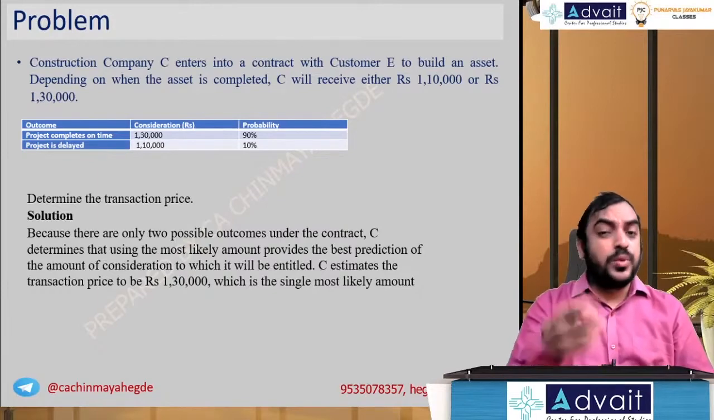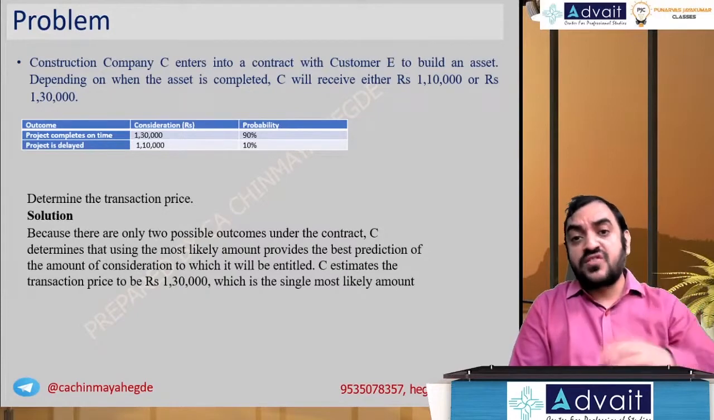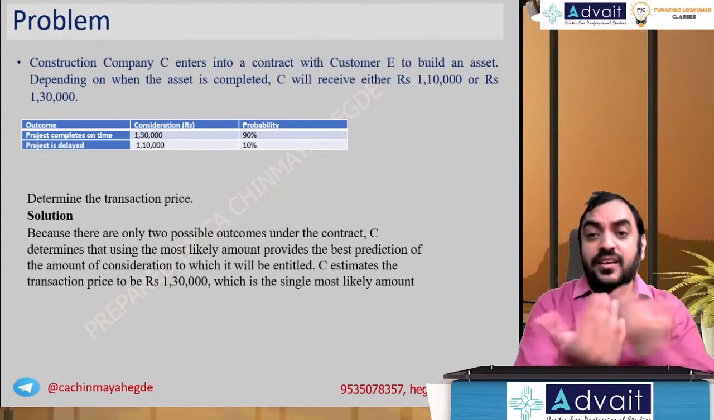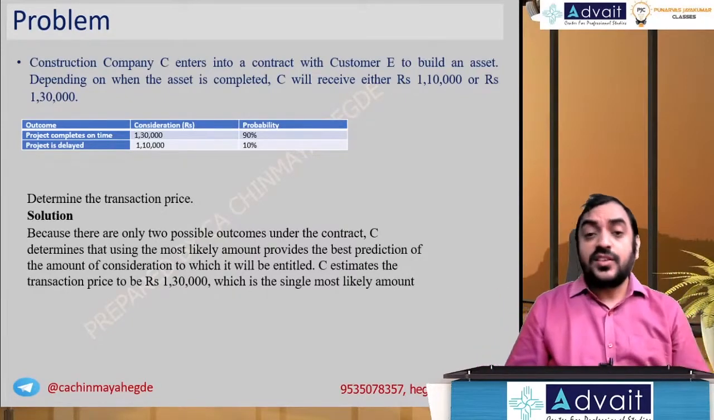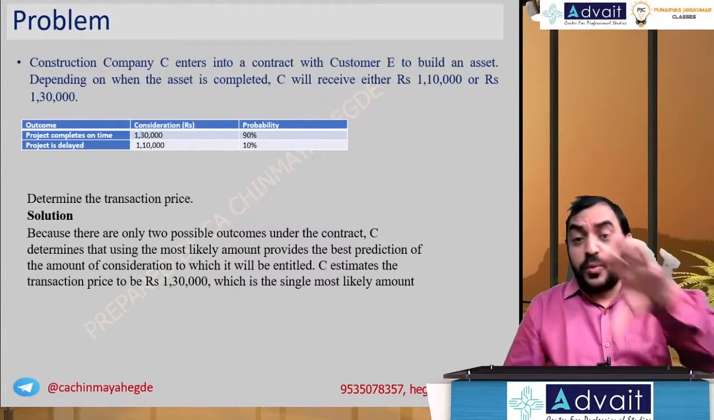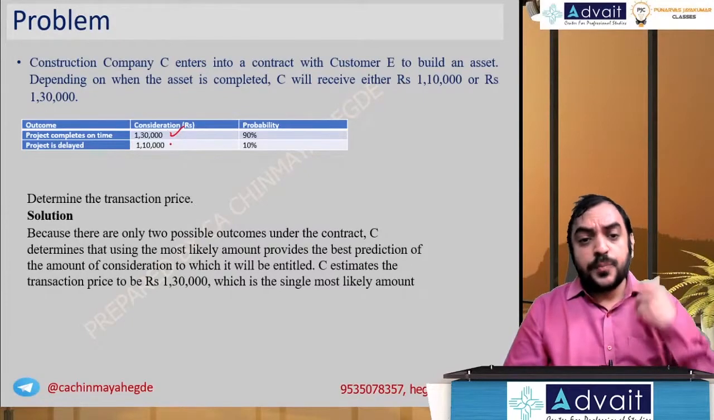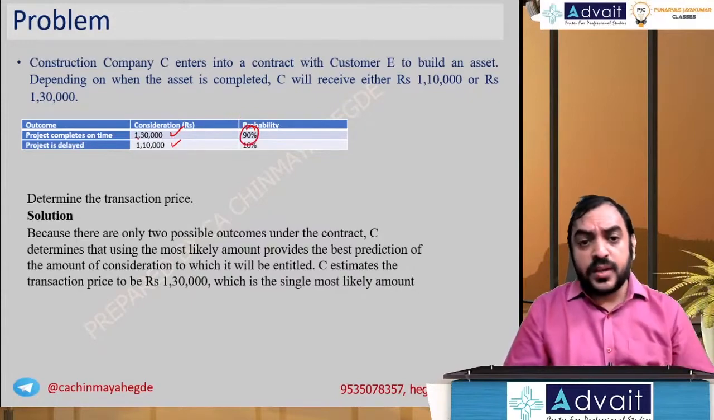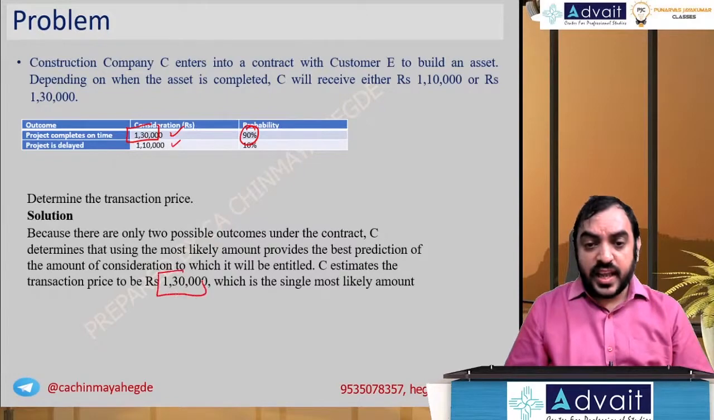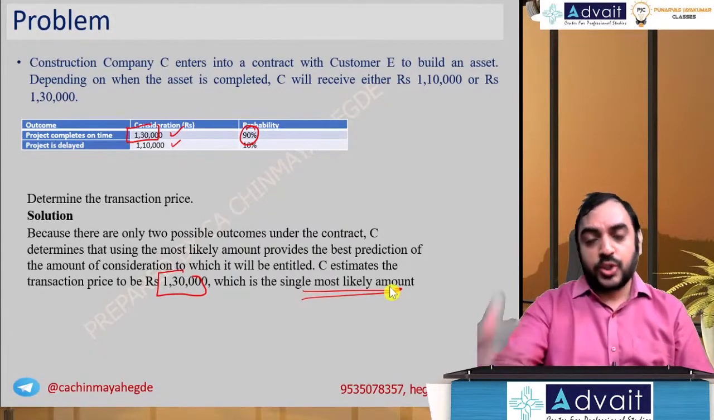When there are exactly two possibilities, don't worry about the probability. Only two possibilities, only two situations, two scenarios. You have to choose head or tail, odd number, even number. You have to pick only one. Then don't go for probability. That's what the standard says. Choose the one having the highest probability, that amount you take. So in this case, only two possibilities are there. Either you will see 1,30,000 or you will see 1,10,000. And what is the probability of this one? 90% is the highest probability. So straight away go and select 1,30,000, the most likely amount. Don't do expected value when there are only two situations or two possibilities.